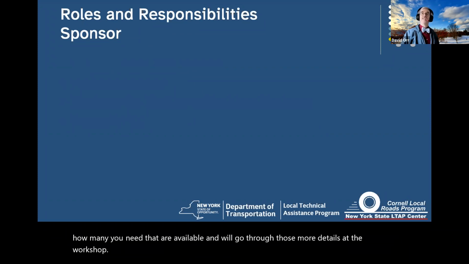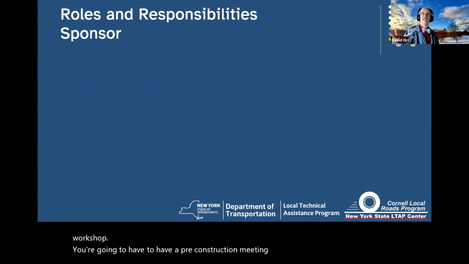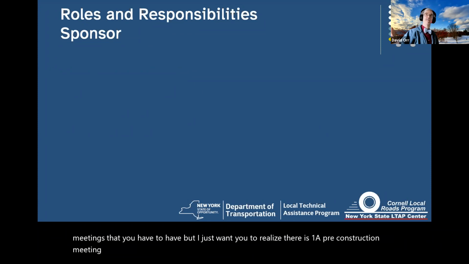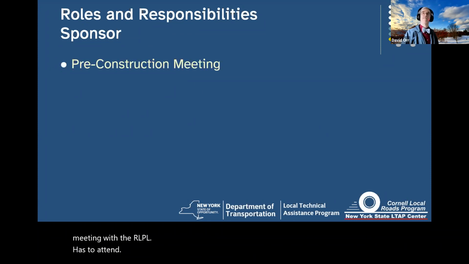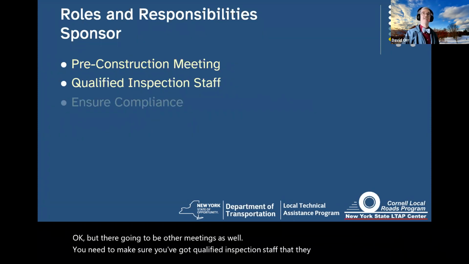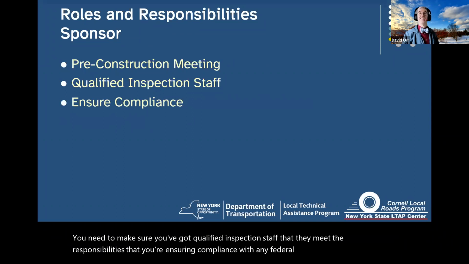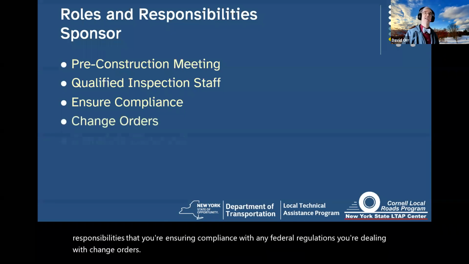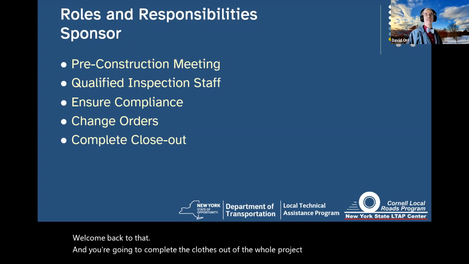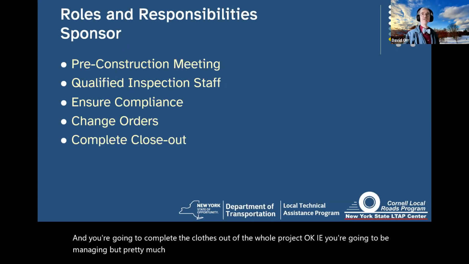You're going to have a pre-construction meeting. There are actually several other meetings that you have to have, but I just want you to realize there is one, a pre-construction meeting, which the RLPL has to attend. But there are going to be other meetings as well. You need to make sure you've got qualified inspection staff, that they meet the responsibilities, and that you're ensuring compliance with any federal regulations. You're dealing with change orders. We'll come back to that. And you're going to complete the closeout of the whole project. I.e., you're going to be managing pretty much everything through the RLPL with the state.